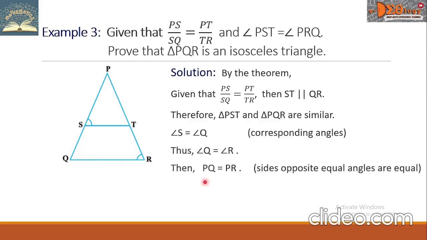Then we say that the side PQ is equal to the side PR. Remember the rule that sides opposite equal angles are equal. Therefore, the triangle PQR is an isosceles triangle.